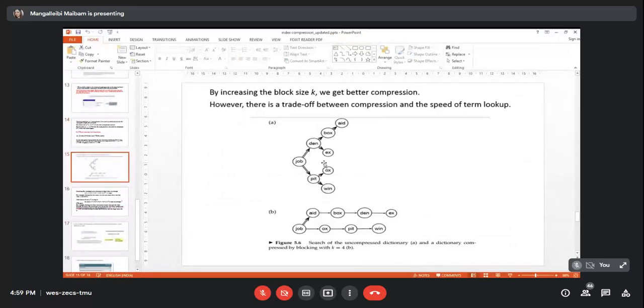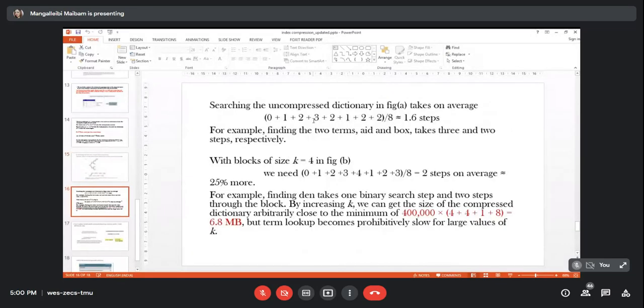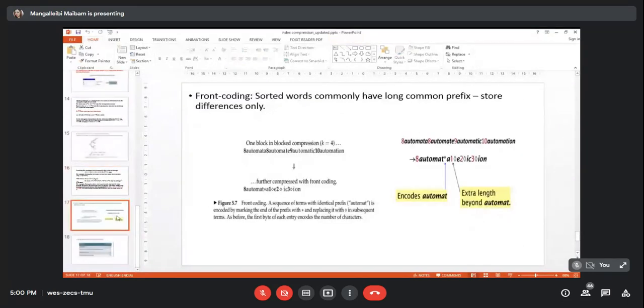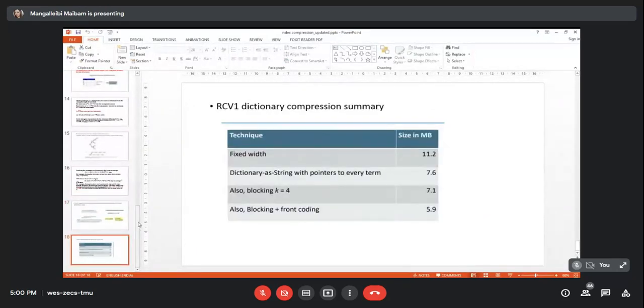So this is the example of searching for the uncompressed dictionary, and after compressing, searching will be performed and we will be calculating the size of the uncompressed dictionary and the size after compressing the dictionary, and we will compare the two results. This we will do tomorrow. And front coding is also one more technique we will see in our next class.